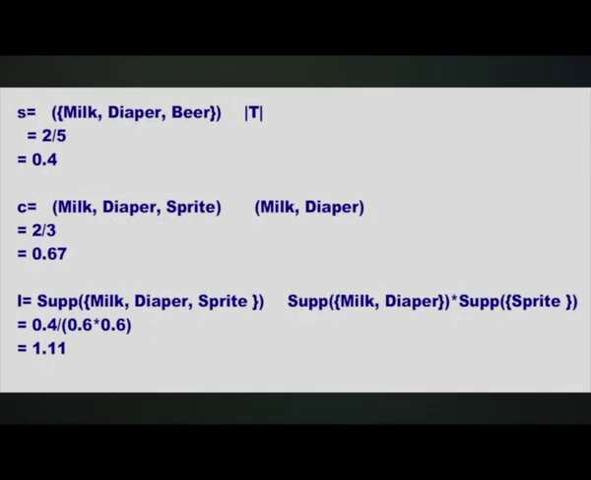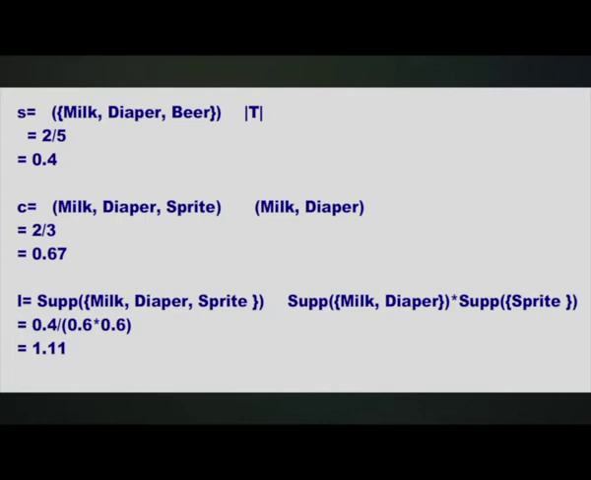Now let us see an example. Consider the set consisting of milk, diaper and soft drink, which represents the transactions, divided by the total transactions, which is equal to 2 divided by 5, where 2 represents the total occurrence of all these items, milk, diaper and soft drinks, with respect to the total transactions, and the value is 0.4.